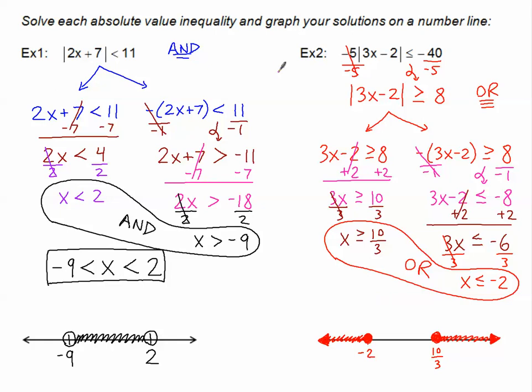I think I'm going to come back here and make a nice little note to remind ourselves that we must isolate first. We cannot solve absolute value equations or inequalities until our absolute value bars are isolated first. So that's a good note.